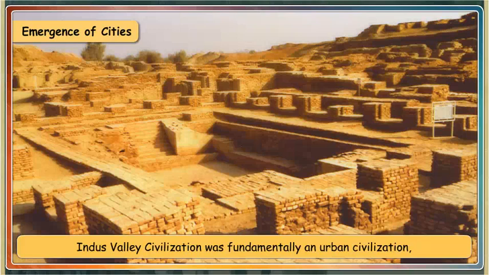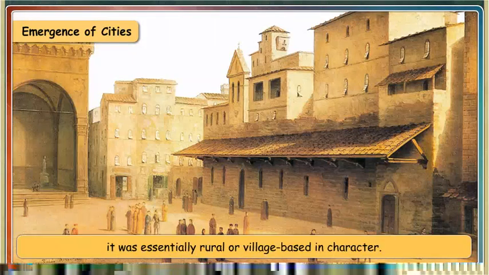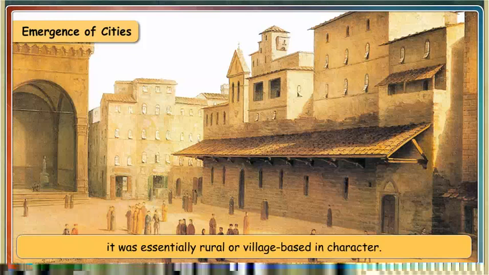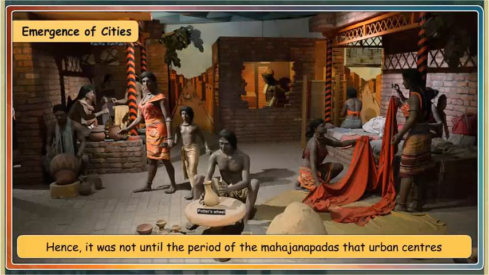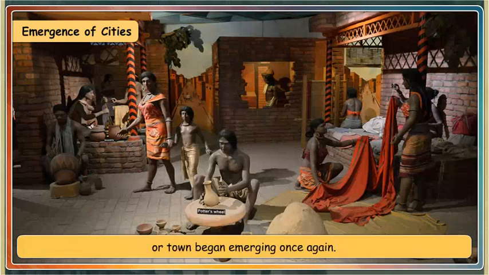Emergence of cities. Indus Valley civilization was fundamentally an urban civilization with populations concentrated in the cities. The Vedic civilization, which followed it, was essentially rural or village-based in character. Hence, it was not until the period of the Mahajanapadas that urban centers or towns began emerging once again. This development is also termed as the second urbanization.